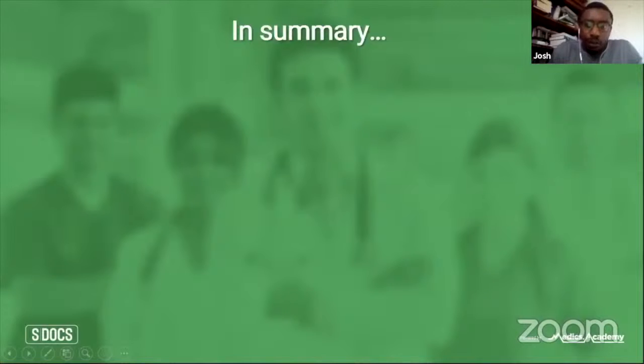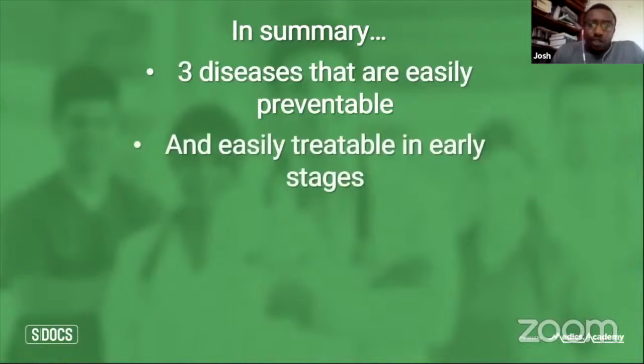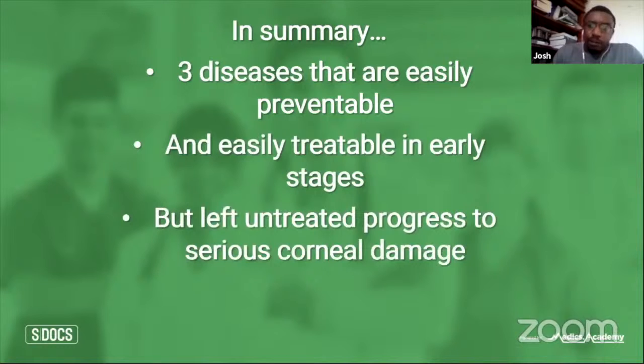And so in summary, what have we looked at? We've looked at 3 diseases that are easily preventable. They're easily treatable in the early stages. But left untreated, they can progress to serious corneal damage. We've seen with all 3 that when they're not treated or prevented, they progress to corneal damage and corneal opacity. Once you've got to that stage of sight loss, or corneal opacity, even if you get rid of the infection or the parasite or you give them vitamin A, the only treatment for that loss of transparency in the cornea is a corneal transplant.